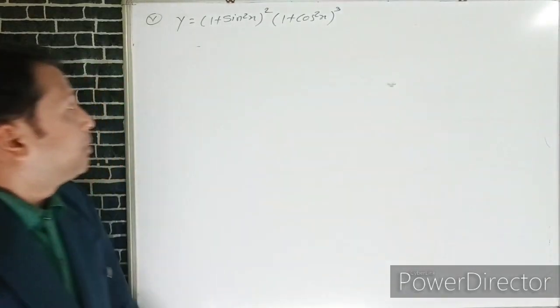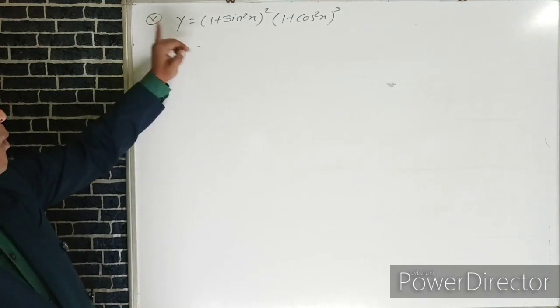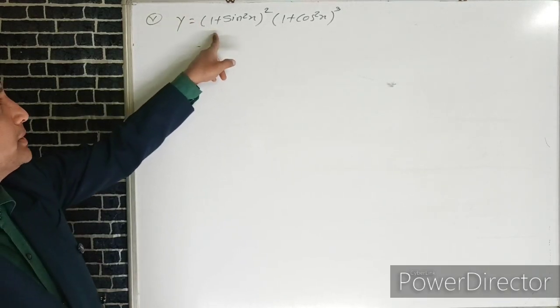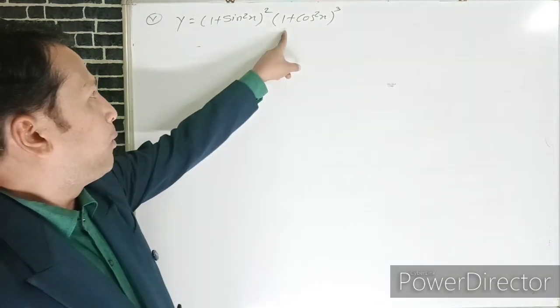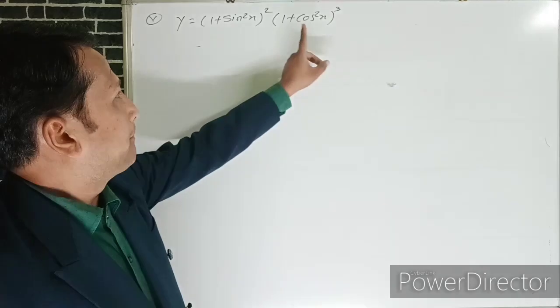Next one. Find dy by dx, y is equal to (1 plus sin square x) bracket square into (1 plus cos square x) bracket cube.